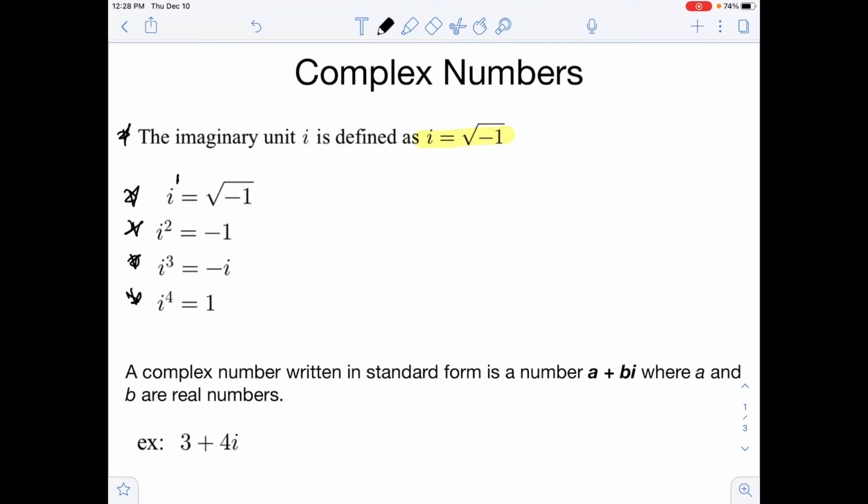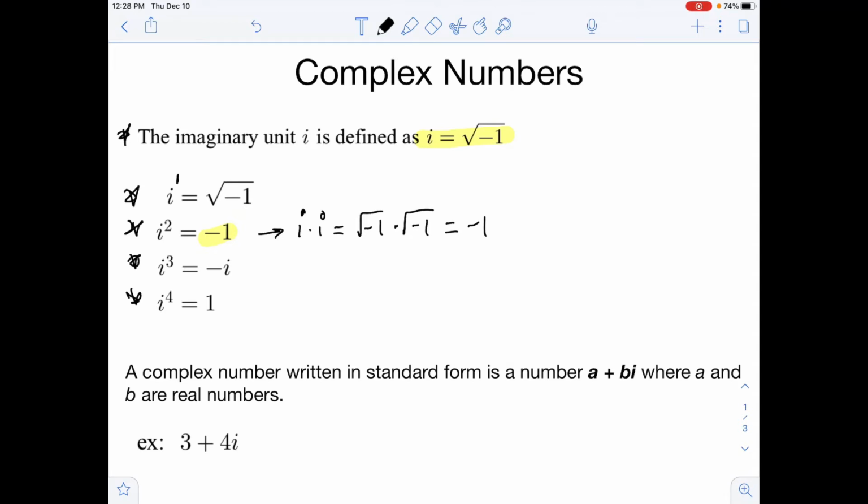Then we have i squared. Well, what is i squared? Now you see I have here it's equal to -1, but why is that the case? Because i squared is equal to i times i, which would mean the square root of -1 times the square root of -1, which is equal to -1. So that's where we get the -1 from here.